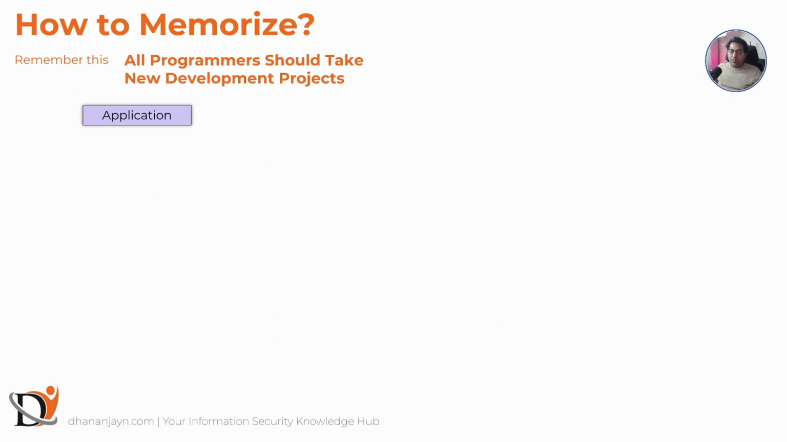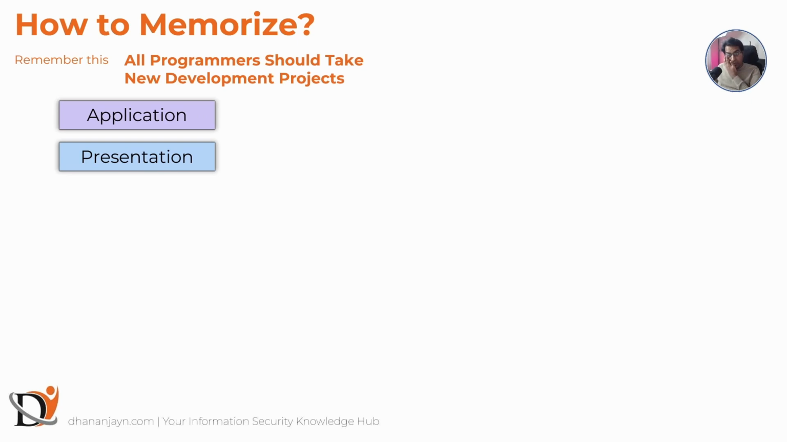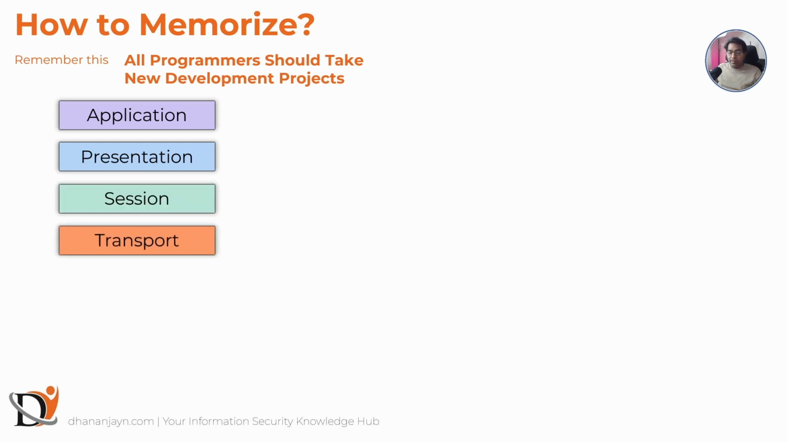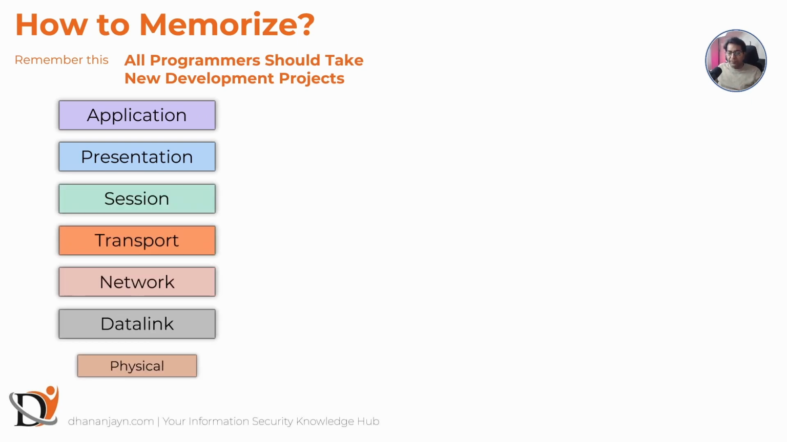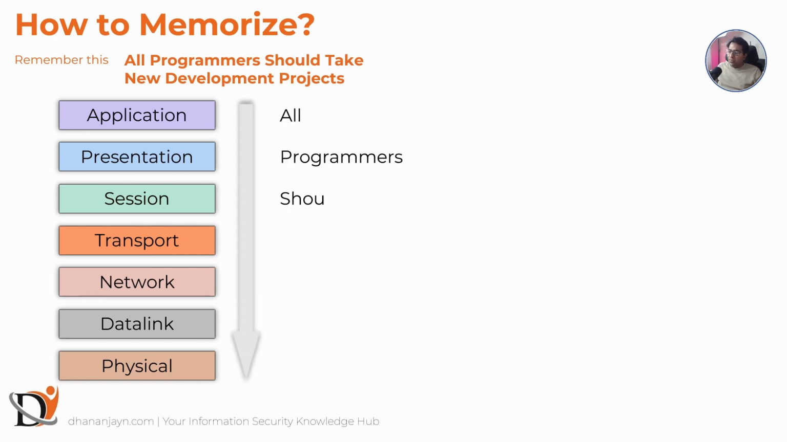So, how do we memorize this? If you want to quickly memorize these seven layers, you can remember the phrase "All People Seem To Need Data Processing," where each first letter corresponds to the names of the OSI layers in order.